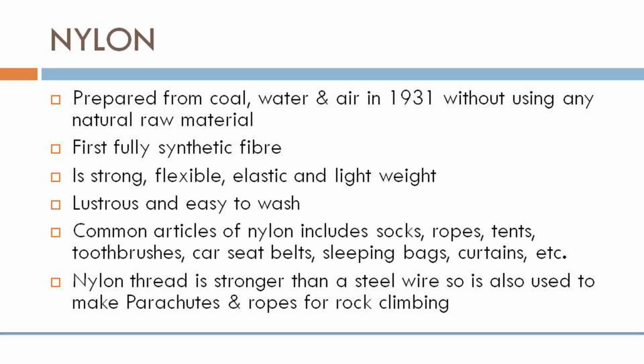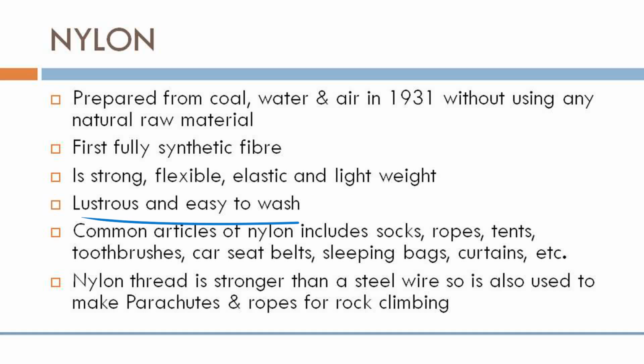Another prominent example of synthetic fiber is nylon. Nylon was prepared from coal, water and air in 1931 without using any natural raw material. Hence, it is the first fully synthetic fiber. Nylon is strong, flexible, elastic, and lightweight. It is also lustrous and easy to wash.